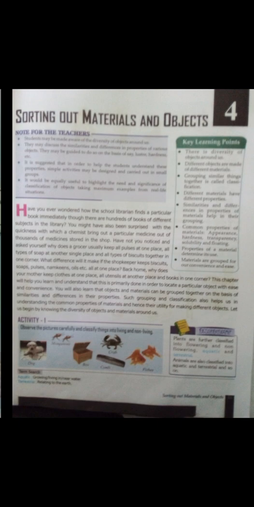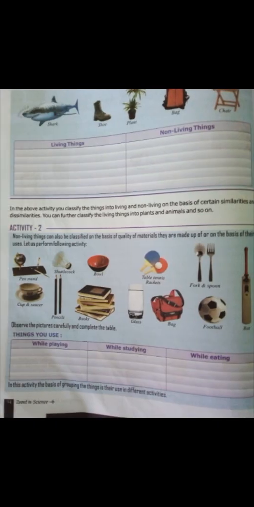And you also would have observed, why does a grocer keep all the items like soaps at one place, vegetables and pulses at another place, namkeens, oil, soaps at different places? And if you also observe, your mother keeps clothes at one place, utensils at another place, and books in one corner.